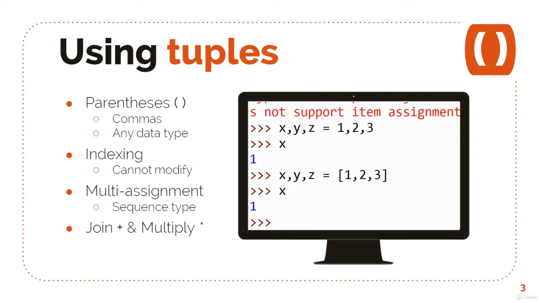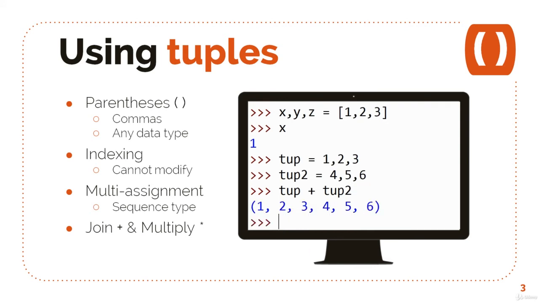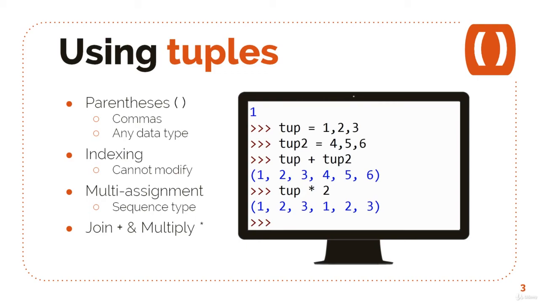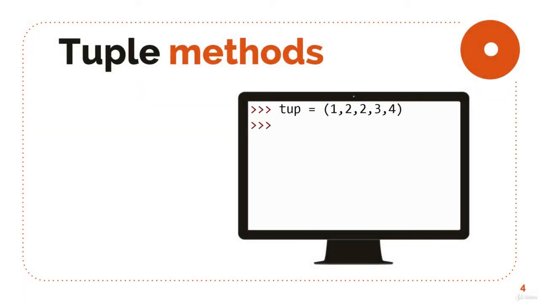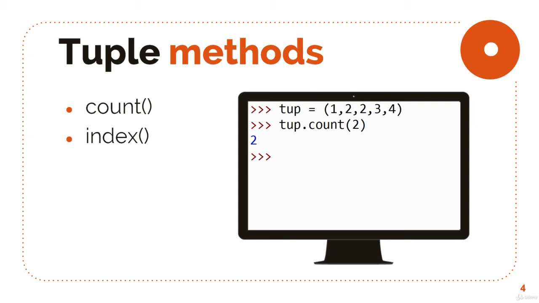Also, like lists, you can use the join and multiply operators. Now there are only two built-in methods for tuples. The count method, which returns the number of times a specified value occurs in a tuple, and the index method, which searches the tuple for a specified value and returns the position of the value where it's found. It's also worth pointing out that the length function works with the tuple as well.